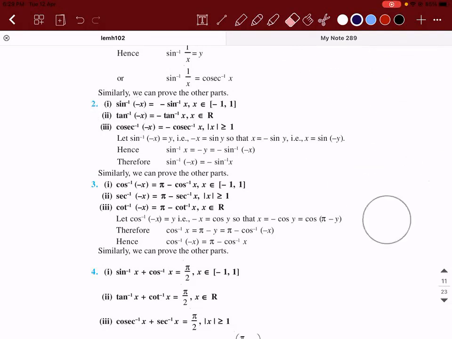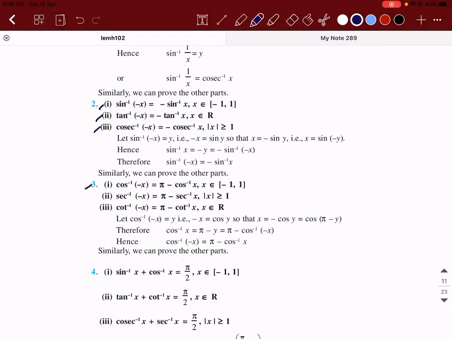So are you guys able to understand? Sine inverse of minus x is minus sine inverse x. Tan inverse of minus x is minus tan inverse x. And cosecant inverse of minus x is minus cosecant inverse x. All are with respect to the respective domains of the inverse trigonometric functions: sine inverse, tan inverse, and cosecant inverse.